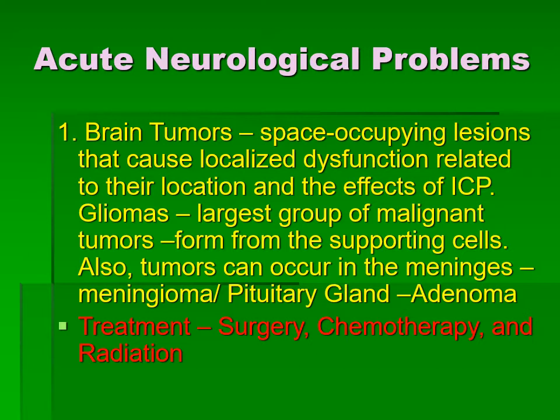Also, tumors can occur in the meninges. You can have a meningioma. If it's in the pituitary gland, that's called an adenoma, because the pituitary gland is made of glandular tissue, and adeno means glandular tissue. Treatment: surgery, chemotherapy, and radiation.